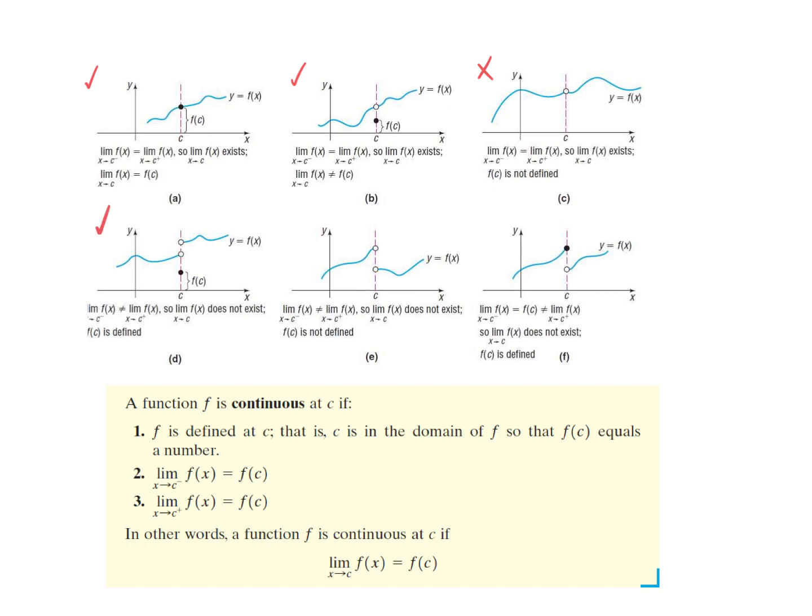D is defined at c. E, again, like C, isn't defined. There is no value at f of c, and F is defined at c. So then we need to take a look at the second criteria. Is the limit as x approaches c from the left equal to the value of f of c? And is the value of the limit as x approaches c from the right equal to the value of f of c?